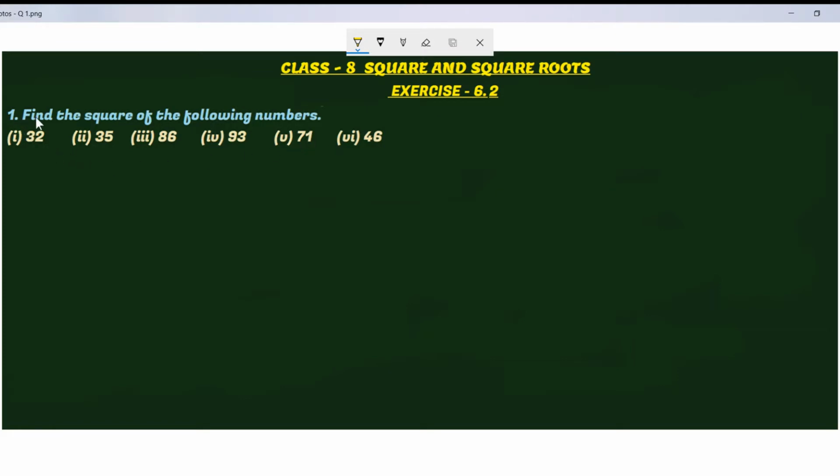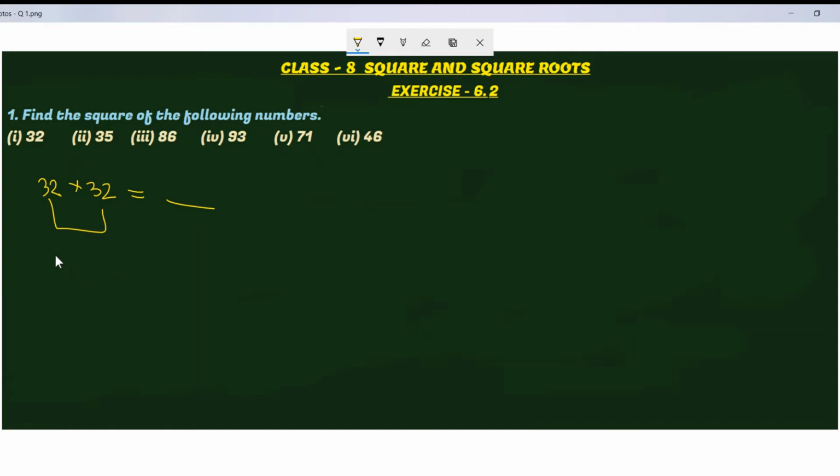First question is find the square of the following numbers. Here they have given some numbers. We need to find out the square of the given numbers. So we are going to use one method. To find the square, we will multiply the number with itself. Then we will get the square. But without doing the actual multiplication, we can go on to some other method.